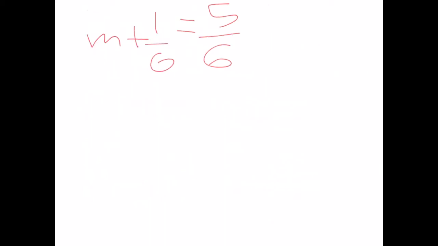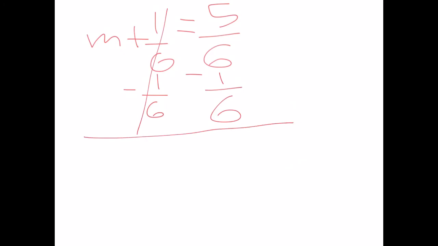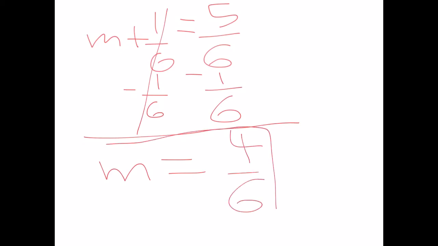So now we're gonna solve an equation containing fractions. This equation is addition. So we have to subtract 1 over 6 on every side. So 5 over 6 minus 1 over 6 is 4 over 6. And that is our answer.